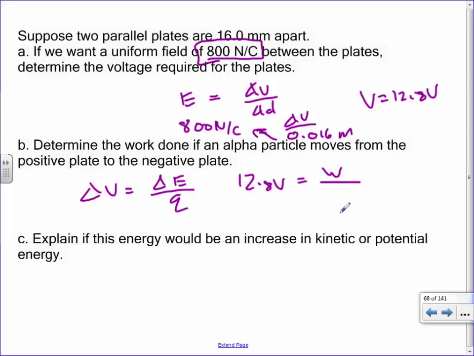You need to know how much charge there is. Now this is the charge of the particle being moved, which I said was an alpha particle. So an alpha particle is 2 elementary electron charges of those. So I got this 4.096 times 10 to the minus 18.